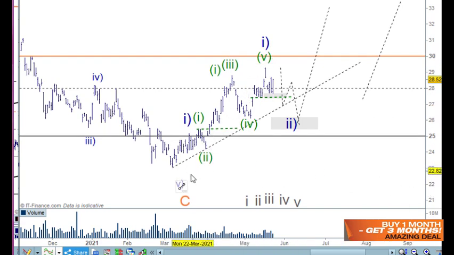Off the low here, there's a couple of ways to count it. We could count it as 1, 2, 3, 4, 5 for 1 here, coming back for an ABC for 2 here, or we can count it as 1 and 2 here, and 1 and 2 here, and 1 and 2 here, and so on. So there's different ways to count it. I think that at this point, getting in on the low here is really for longer term traders. So you'll just have a wider stop.